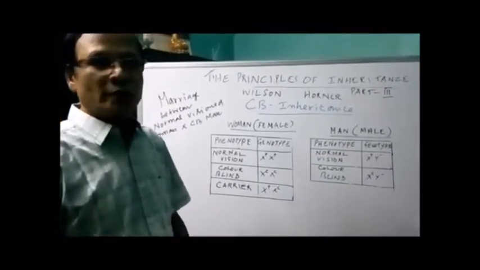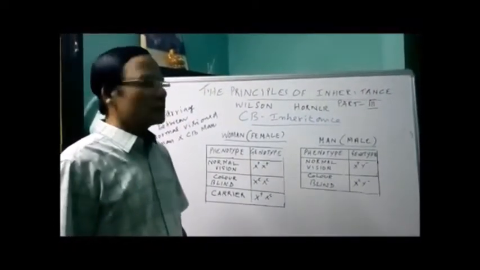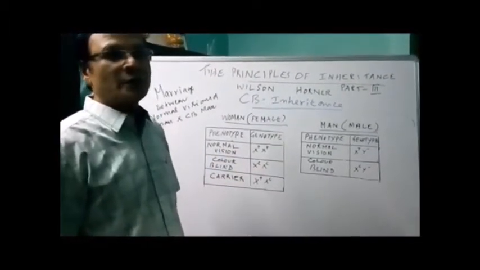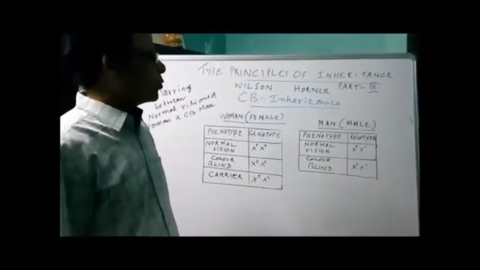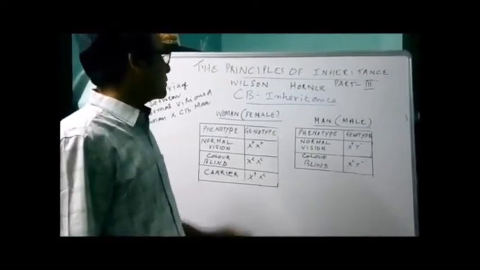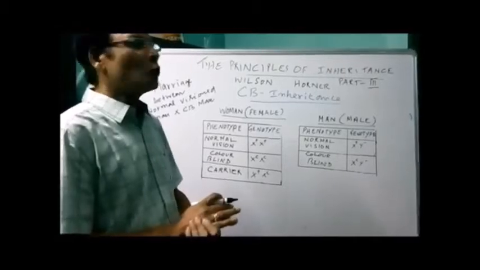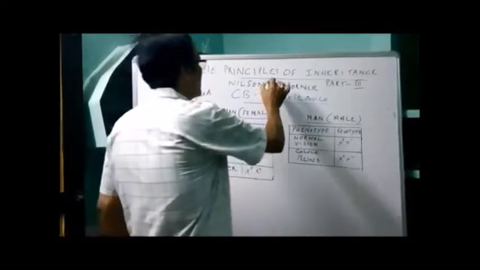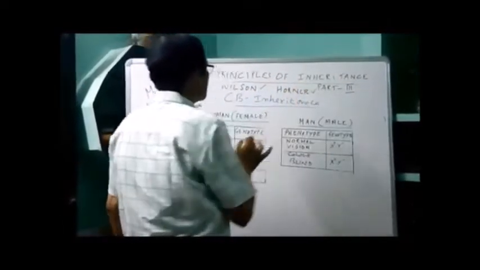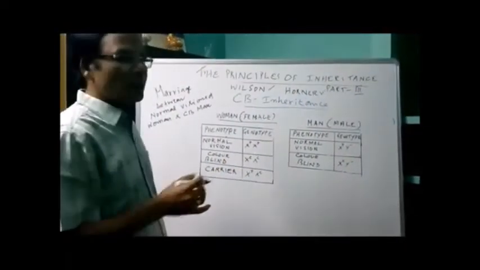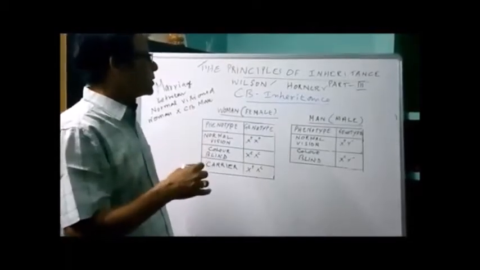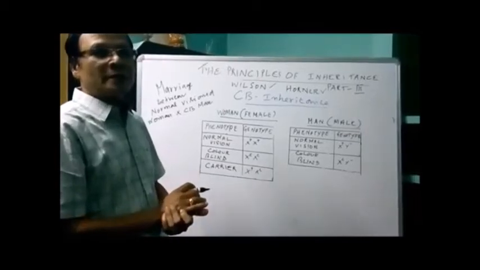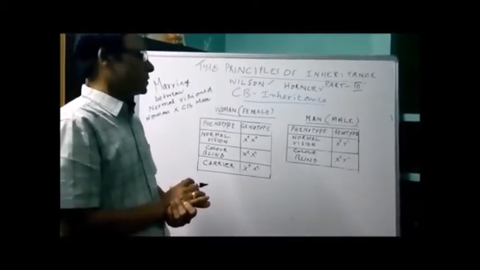Students, today I want to discuss how the colorblindness character is inherited from the parents to the young ones or the offspring. Colorblindness was first reported by Wilson, and the pedigree of colorblindness was reported by Horner. So Wilson observed this colorblindness, and the pedigree chart was prepared by Horner. It is inherited as a recessive X-linked character.